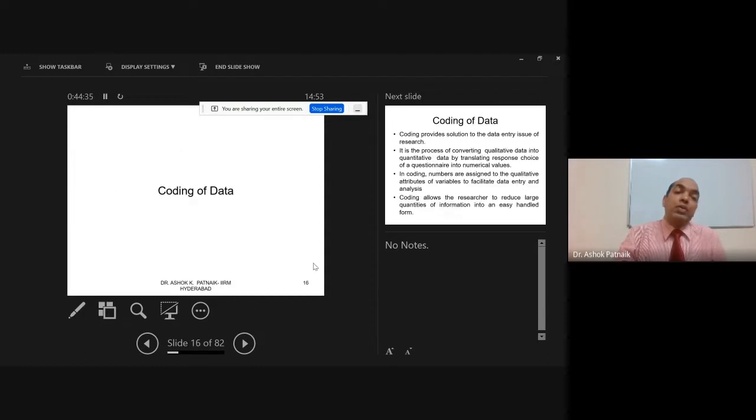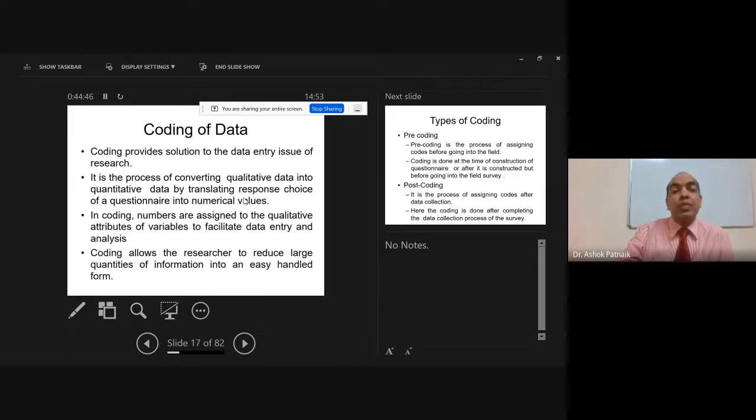Now we go to the coding of data. Like I told you, coding is a very essential element before you start your proper analysis. Coding of data is essential because you will have a lot of information, and putting that into a sheet or into a computer for further analysis is a very cumbersome task, and coding helps you in that. Coding provides you a solution for data entry.